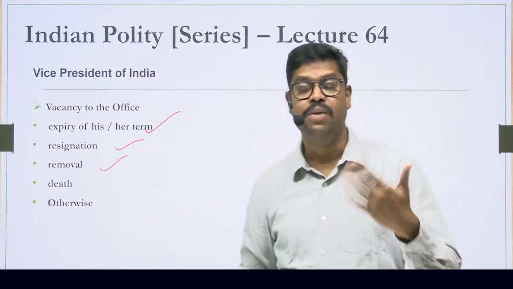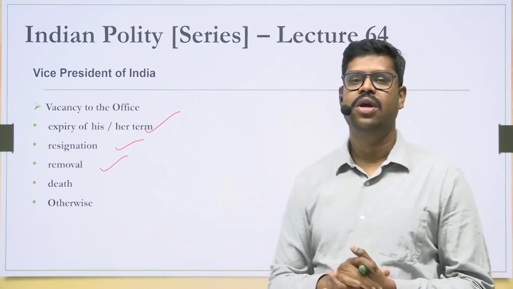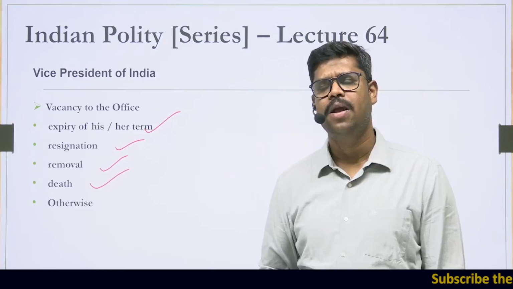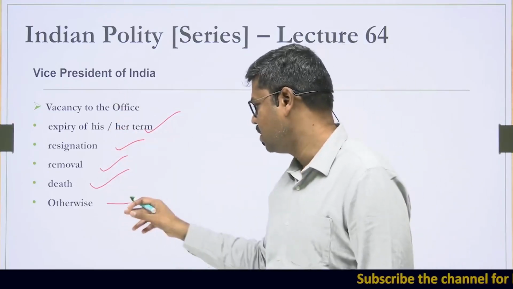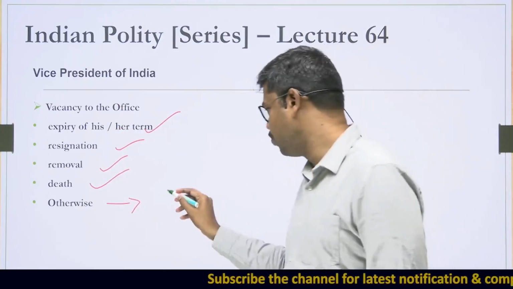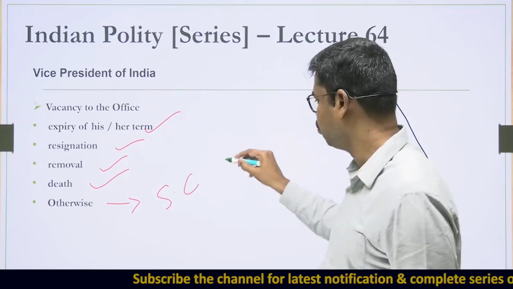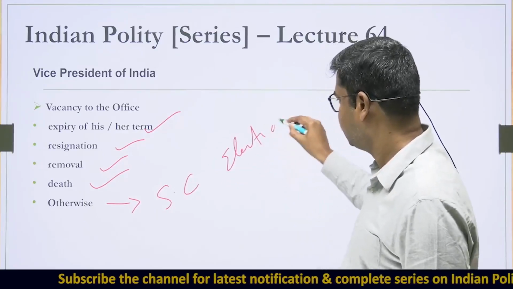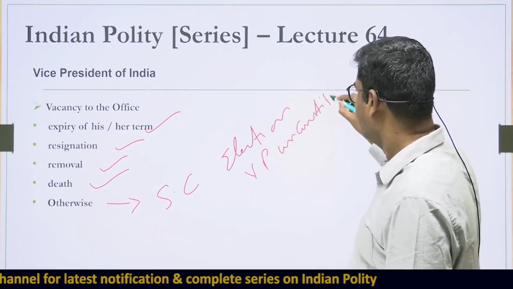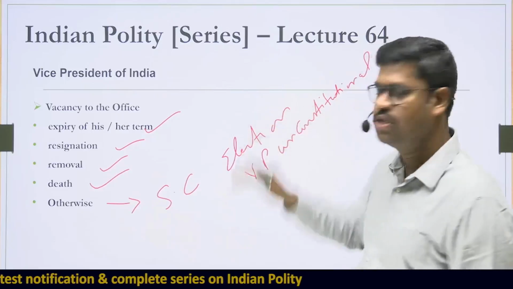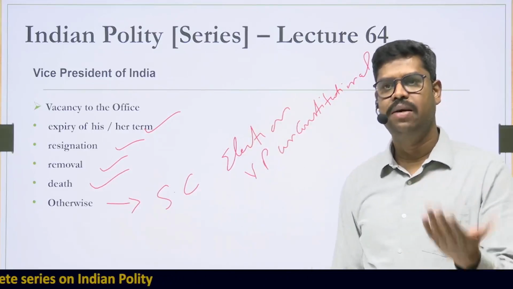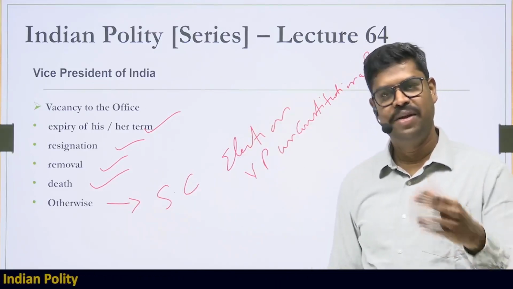The vice president may be removed from his office. Just now we have seen the process of the removal of the vice president. Or the vice president suddenly dies in office. Or otherwise, the office of the vice president can also become vacant because the Supreme Court can declare the election to be unconstitutional. It is possible that the election is challenged and the election of the vice president is declared unconstitutional. That is a possibility. So these are all the grounds on which there can be a vacancy in the office of the vice president. Whenever there is a vacancy in the office of the vice president, who will become the vice president of India?